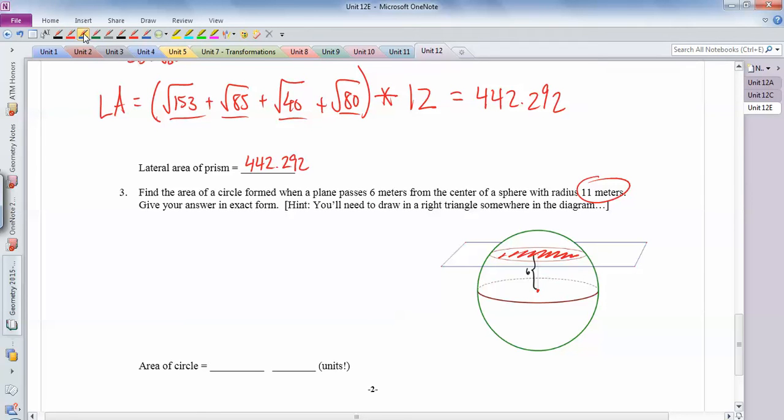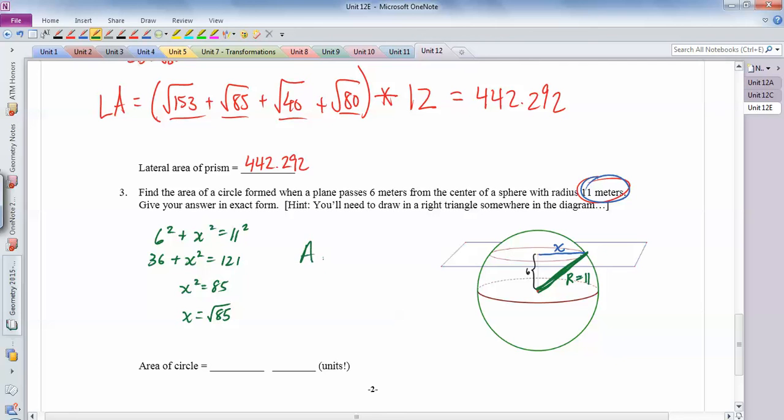So what I need is the radius of it. So I'm going to call the radius of this circle x right now so that I don't confuse it with the radius of the sphere. But if you think about it, a great place to draw the radius of the sphere would be right here, because that's 11. And now I can do Pythagorean. 6 squared plus x squared equals 11 squared. 36 plus x squared will be 121. X squared ends up being 85, so x is root 85. So that's the radius of the circle.